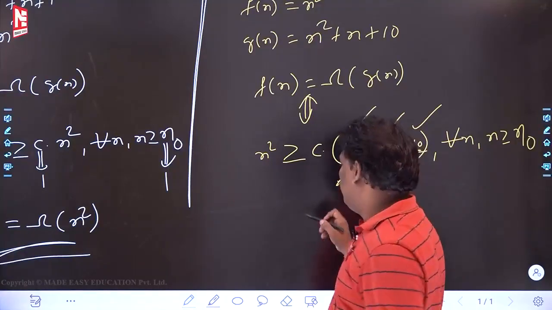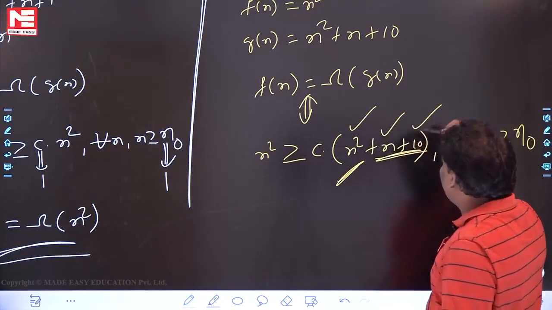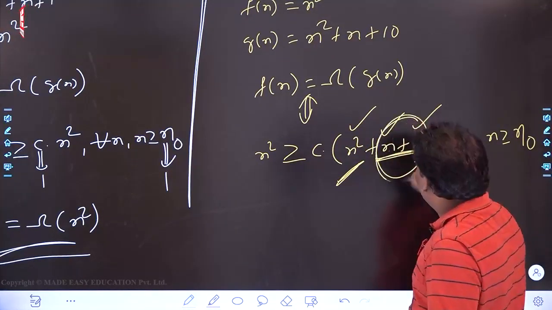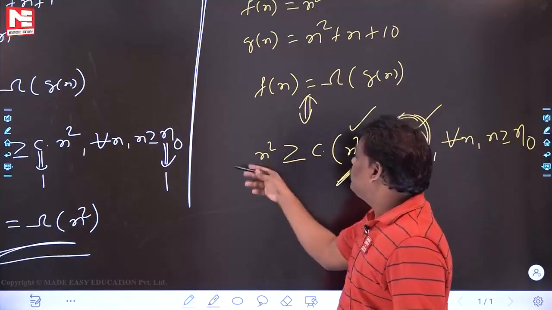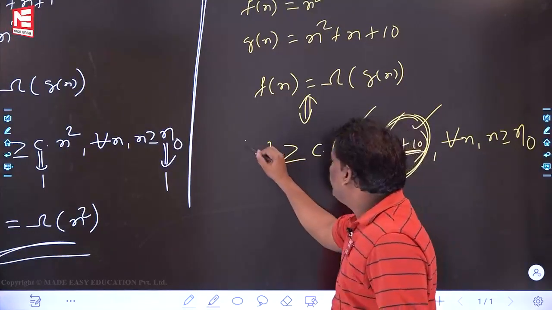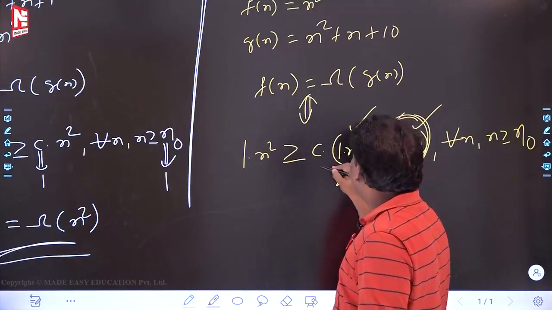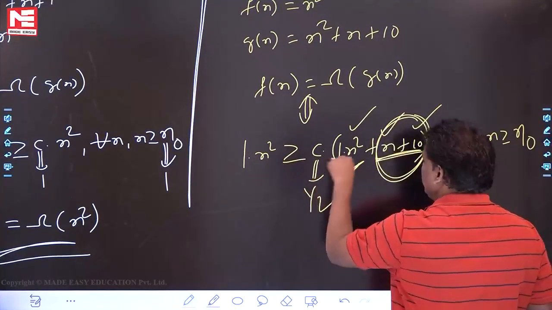Some people are asking how. Left side is only n square, but right side is n square plus n plus 10. Here n square, there n square. I think this is extra, but the bigger one is this only. How can you make the left side bigger or equal? This is going to be 1 n square, and this is going to be 1 n square. It's okay, because of c I can make it half n square. It is a full n square, and it is a half n square.